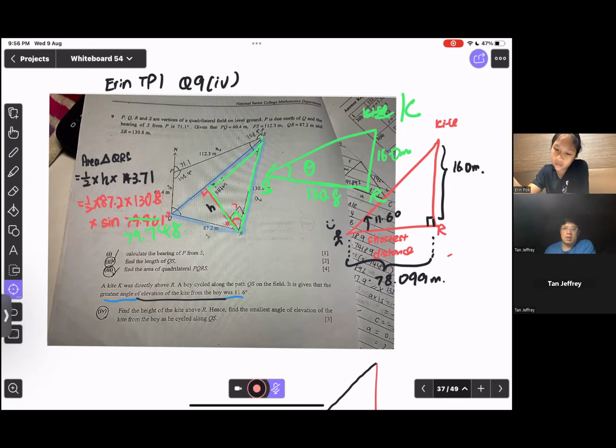Then from there, you can find the smallest angle of elevation.